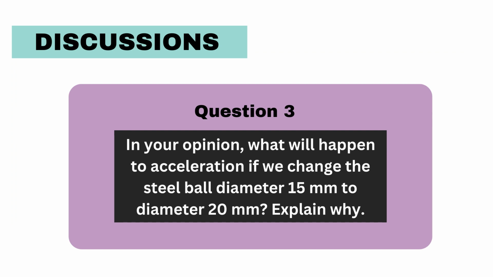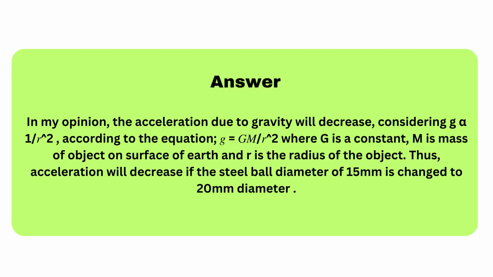In your opinion, what will happen to acceleration if we change the steel ball diameter from 15 mm to 20 mm? Explain why. So my answer is, in my opinion, the acceleration due to gravity will decrease, considering g is proportional to 1 over r squared. According to the equation g equals GM over r squared, where G is a constant, M is the mass of the object on the surface of Earth, and r is the radius of the object. Thus, acceleration will decrease if the steel ball diameter of 15 mm is changed to 20 mm.